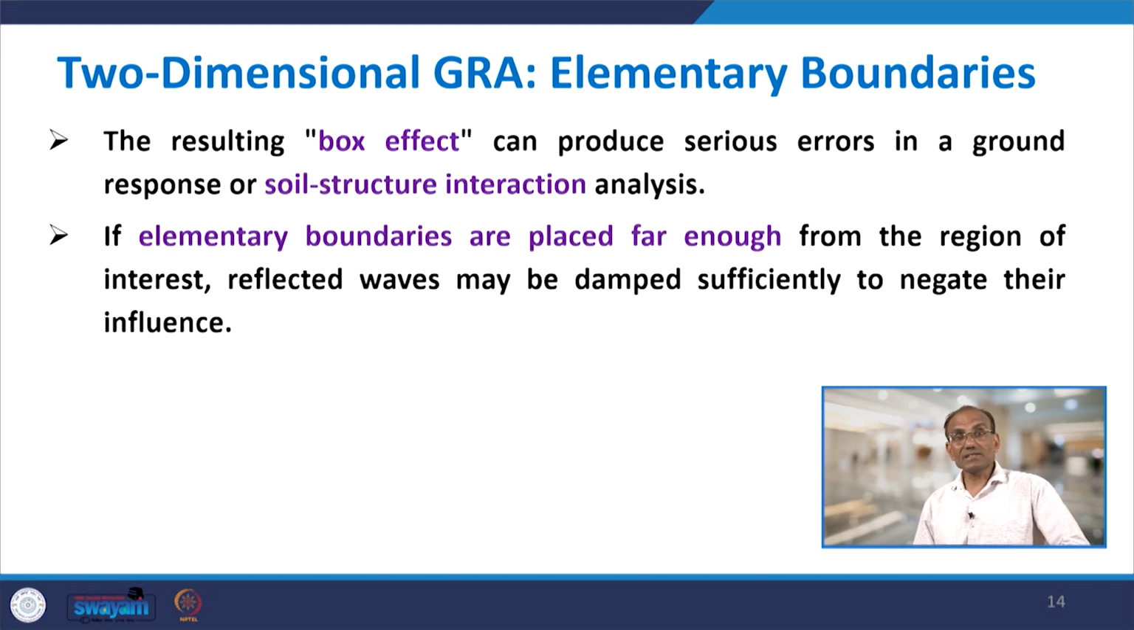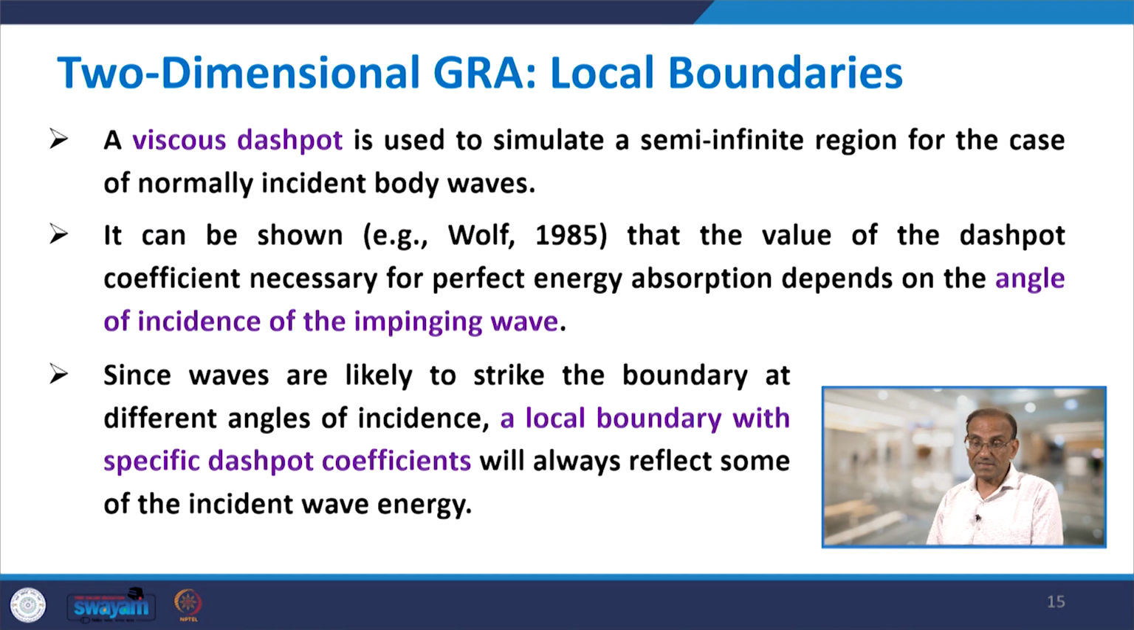So, it is called the resulting box effect, which is due to the elementary boundary. It can produce serious error in a ground response or soil interaction analysis. So, as a result, naturally the elementary boundaries are not good, they are simple. In fact, you need to put a restriction only, you do not use any other element. But if these elementary boundaries are placed far enough from the region of interest, then reflected waves may not come back, or if they come, they may be damped out sufficiently to negate their influence. So, if you are using the elementary boundary, then you need to use a large size. As a result, the number of elements will increase and computation may increase. So, the boundary is simple, but the domain size required is large.